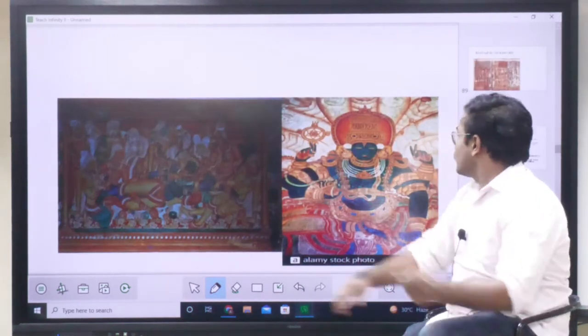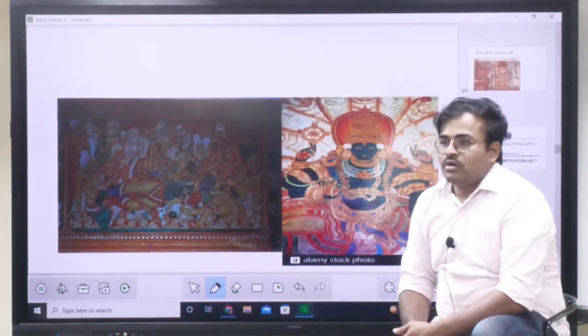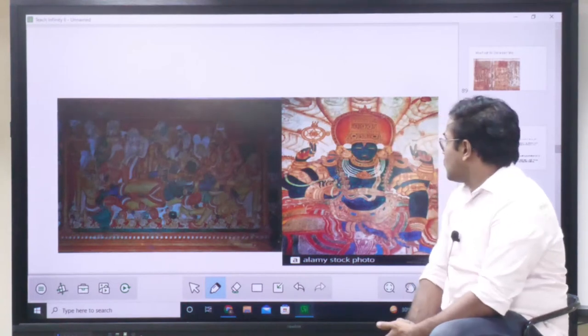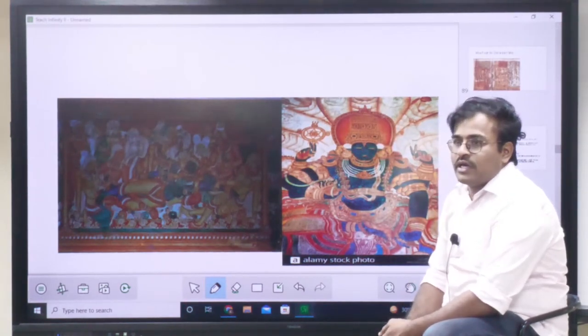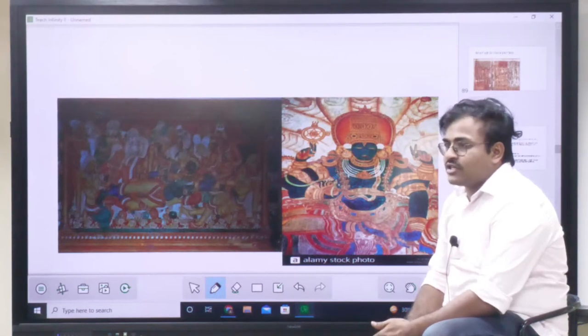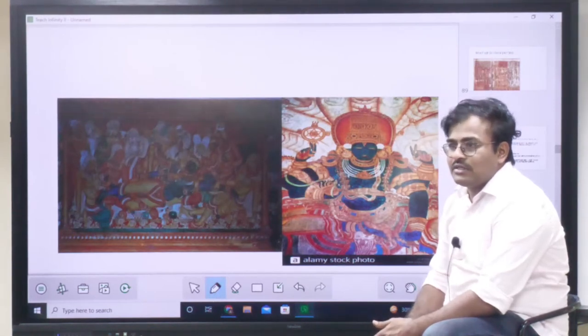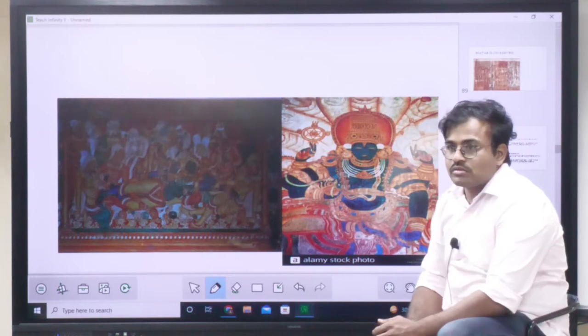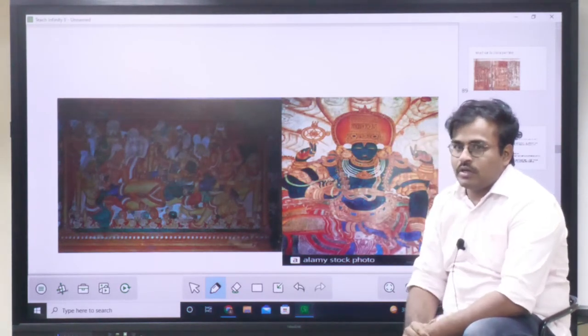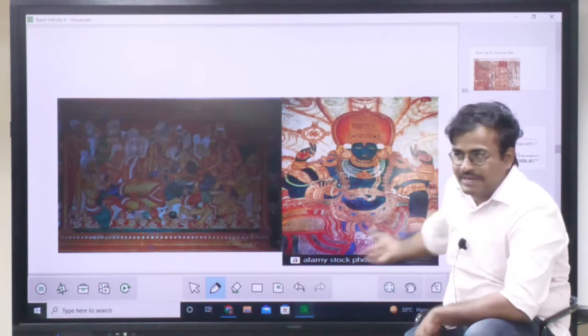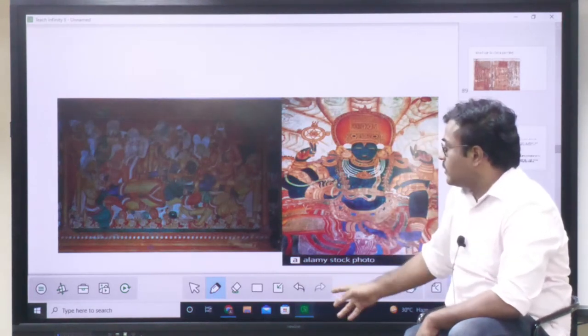Okay, these are the images. So these are the images on walls. See the usage of very thick and bright colors. They are also influenced by the dance tradition of Kerala. What is the dance tradition of Kerala? Kathakali. There people dance with elaborate facial makeup, bright colored makeup they use. The same thing is replicated here too.